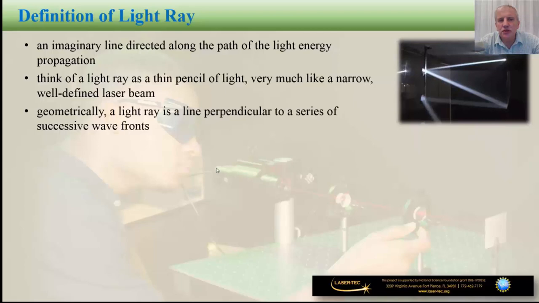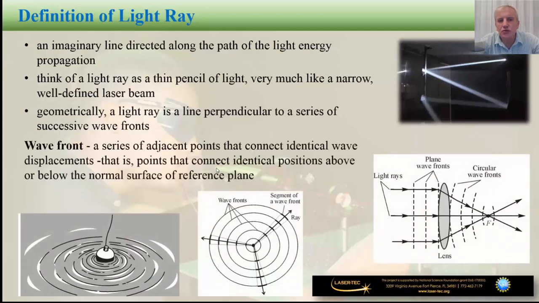Now, in addition to the light rays, we are also going to introduce the concept of wavefronts. Wavefronts represent a series of adjacent points that connect identical positions above or below the normal surface of the reference plane. So you can establish an analogy with a wave in the water or an ocean wave. You have a crest of the wave, and if you connect all those points along the same crest, you're basically creating the wavefront.